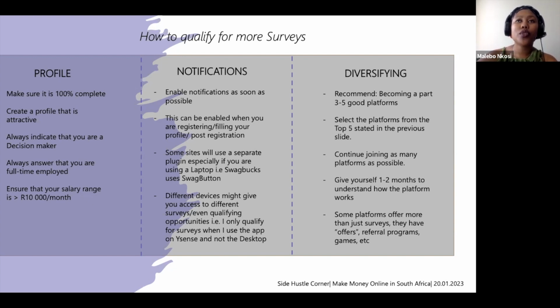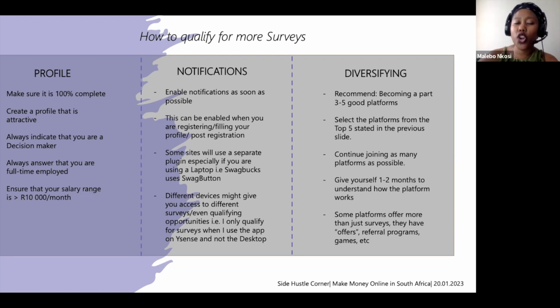So you need to make sure that you fill in those profile questions to 100% completion rate, and you create a profile that is attractive, right? A profile that is attractive will be like someone that's a decision maker.